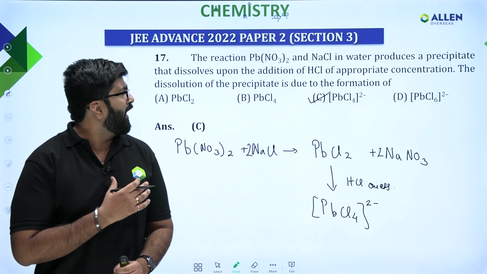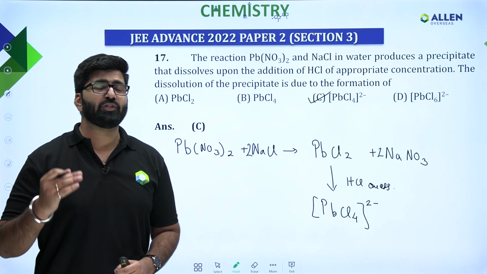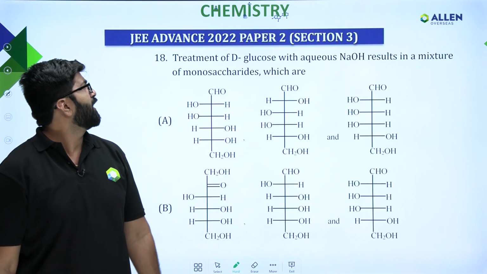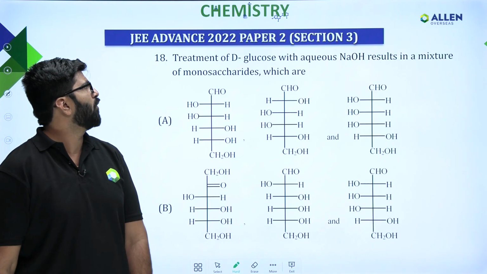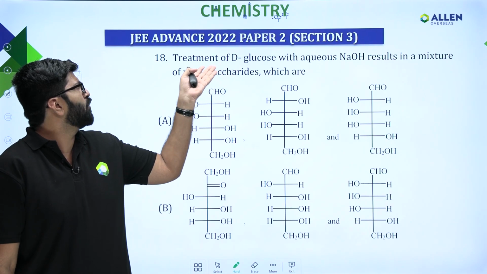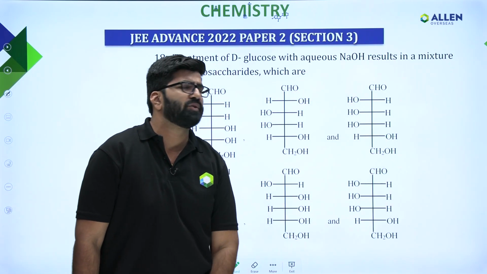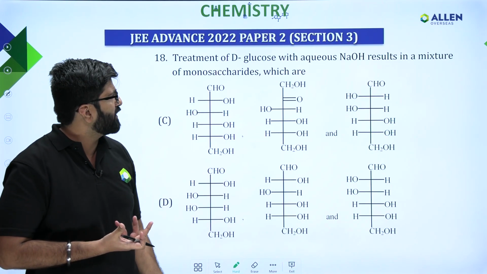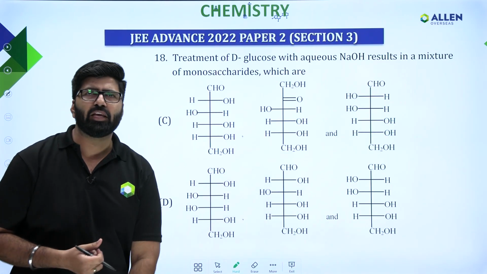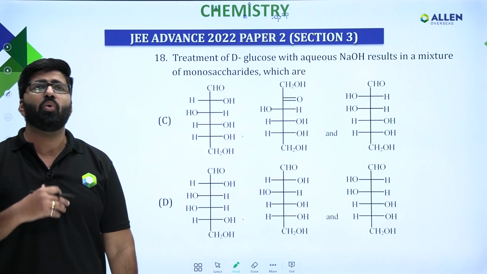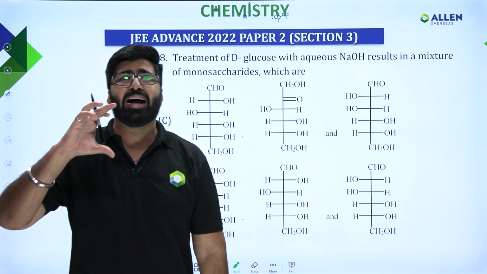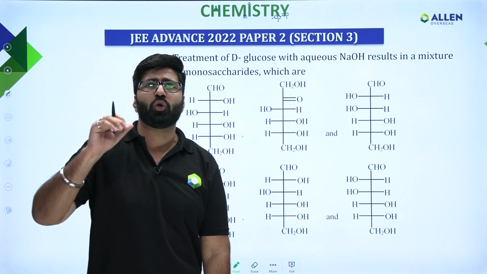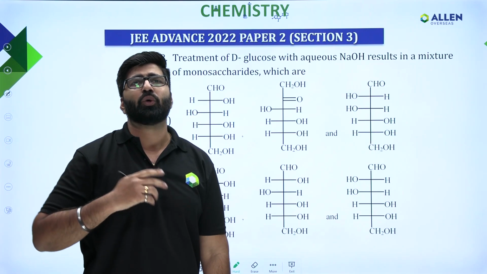So students, now let's do the last question, which is your question number 18 from your paper number 2 and section 3. Question number 18, what is given to us? Over here, D-glucose is treated with the aqueous NaOH, and we want to find the resultant mixture. As over here in the option also you can see there are 3 options given. And as we all know, whenever glucose is treated with a dilute NaOH, it converts the aldehyde group, that CHO group, into your ketone group.